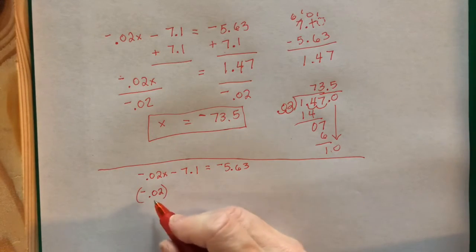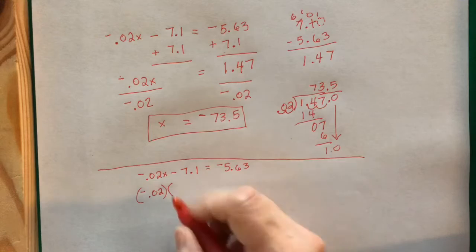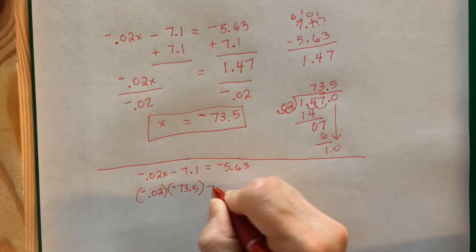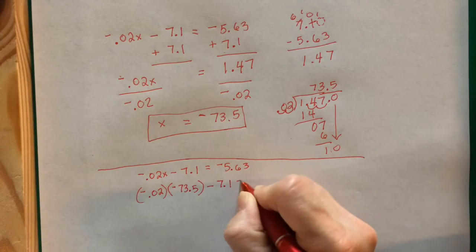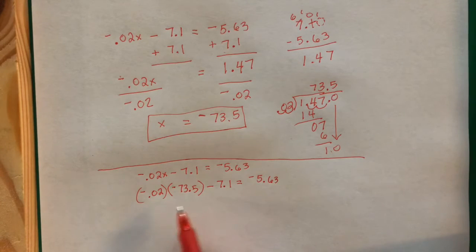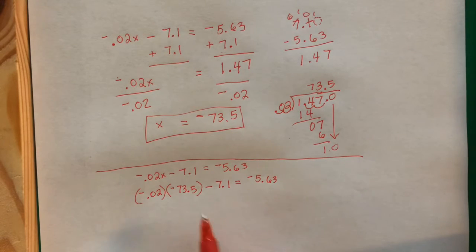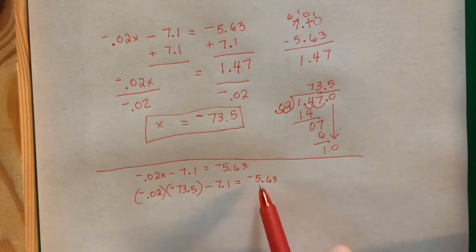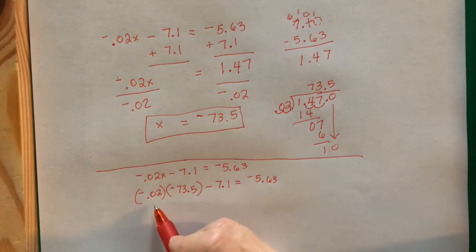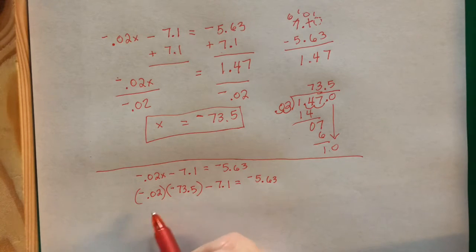We're going to get negative 0.02 times negative 73.5 minus 7.1 equals negative 5.63. Now to check it, we want to do order of operations, so we'll do our multiplication first. Now, this is something you have to work out. You can't just say, oh yeah, that equals negative 5.63. Maybe it does and maybe it doesn't. So two negatives are going to make a positive, so I don't have to write anything down. If I were going to have a negative answer, I'd go ahead and write it down.